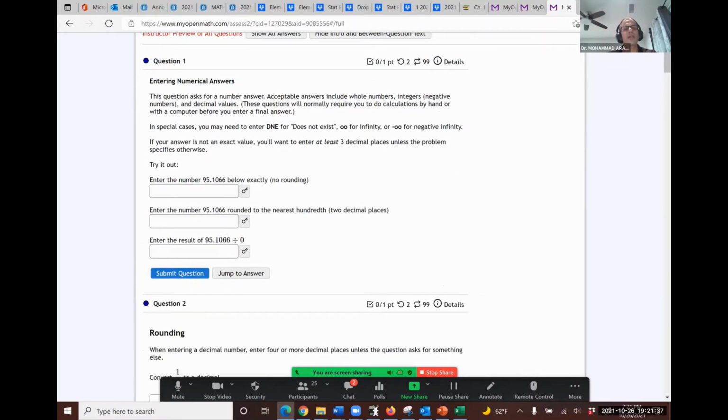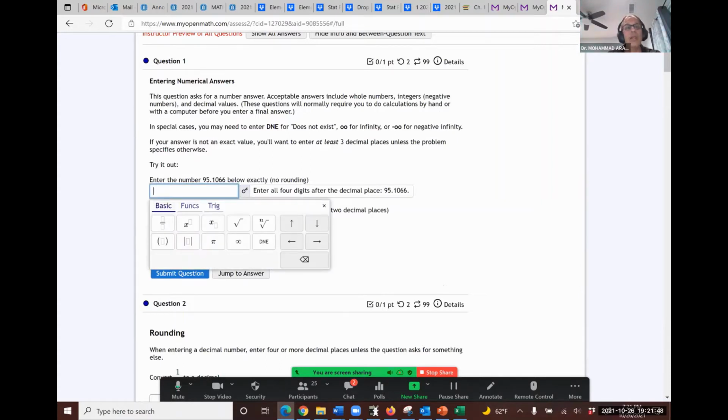okay, just for the sake of argument, entering numerical answers. Let's just enter this number. If it requires a fraction or a square root or power, you can use the math palette. So in this case, 95.1066, I'm just putting it in.